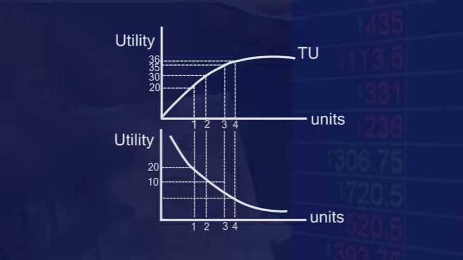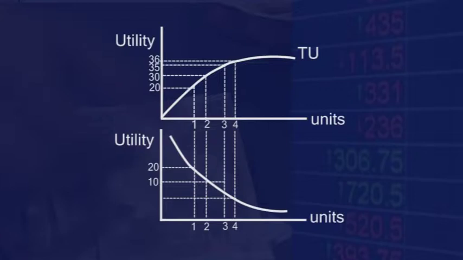If you had 1 and decided to have 2, utility rose from 20 to 30. You got an extra 10 degrees of utility from the second unit consumed. The marginal utility was 10 on that second unit. On the third one, it went from 30 to 35. The third unit got you an extra 5, and the fourth one just an extra 1. So marginal utility declines. That's another way of saying total utility rises more slowly.